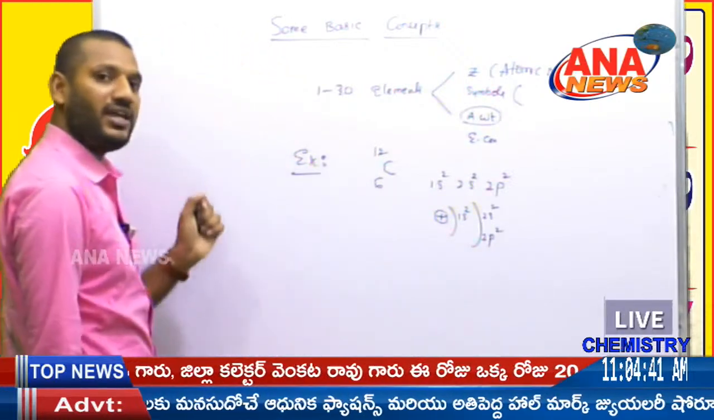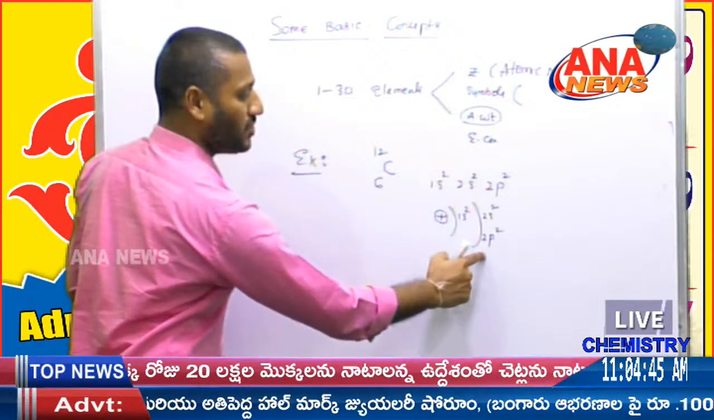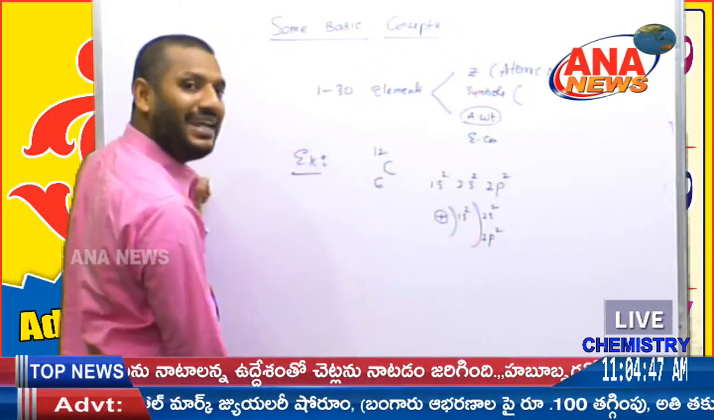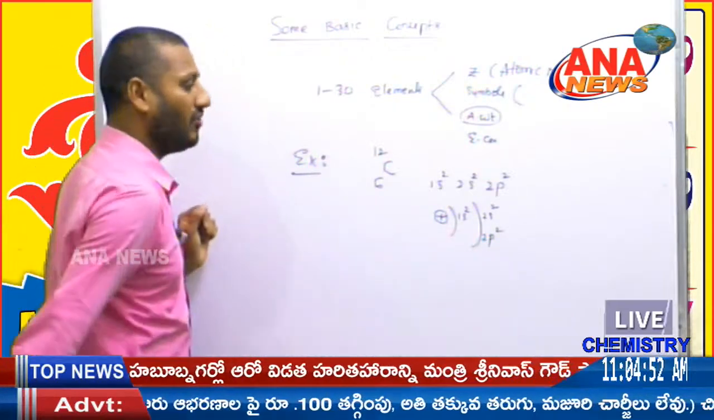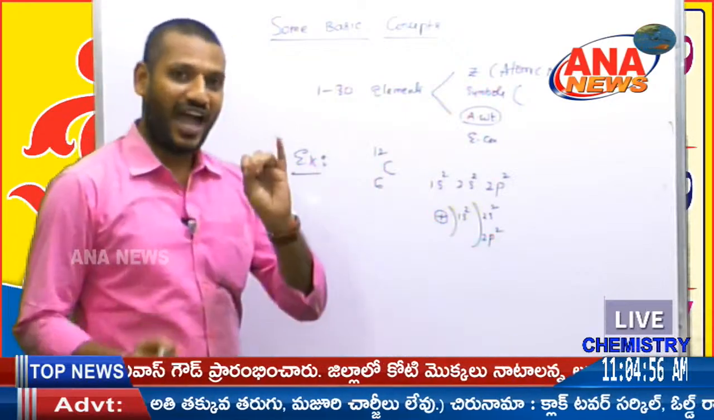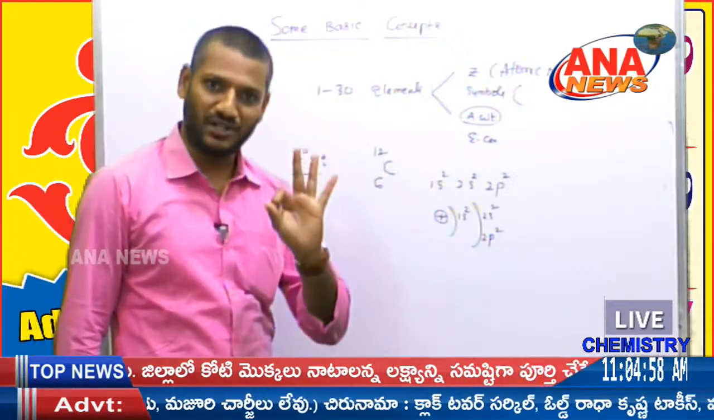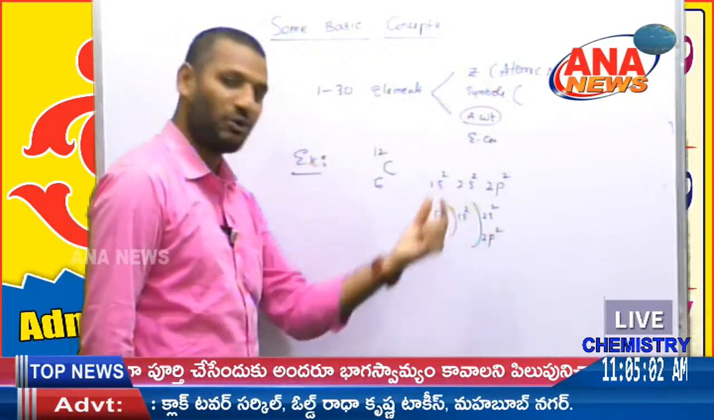We always have to consider the outermost configuration. This is the outermost configuration, and this before it is called the inner configuration. By using this concept, we have to find the valency, group number, and also the period number. These three can be easily found by using this electronic configuration.